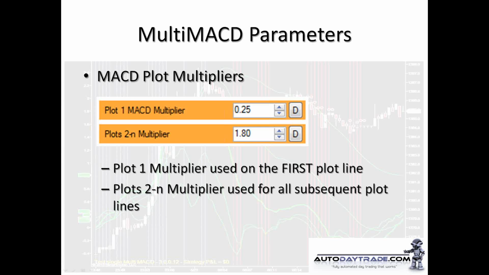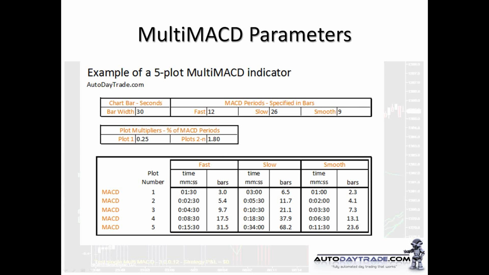All other plots, numbers 2 through however many you specified in the number of MACD's parameter, simply multiply the previous plot line's fast, slow, and smooth parameters by the plot 2 to n multiplier to get their values. Let's look at a spreadsheet I use for this purpose. We'll use this spreadsheet live when we create our own robot in a little while.